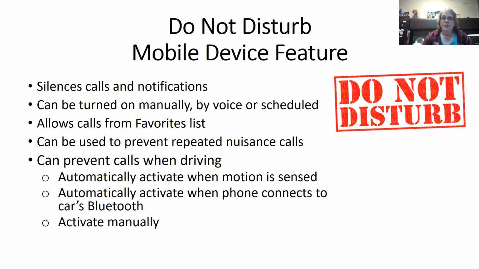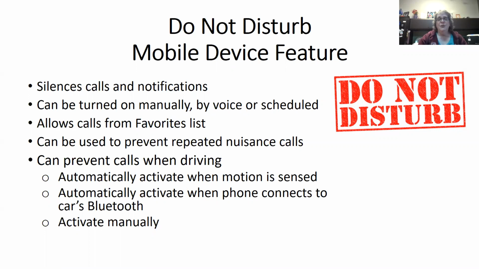It can be turned on manually, which is usually a multi-step process because you usually have to go into your settings and then find the Do Not Disturb setting and then click on it. So it's usually at least 3 taps, but all of our devices now allow us to do things by voice. And you can tell your device simply to turn on Do Not Disturb, and it'll do it very easily. Or you can schedule certain times when you don't want to be disturbed.